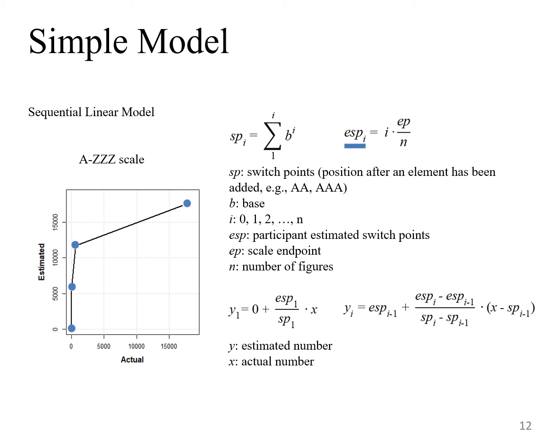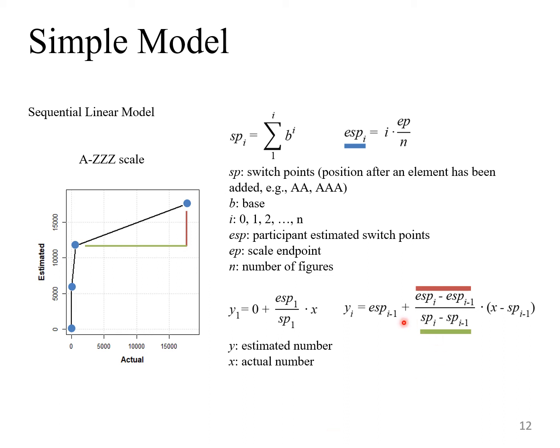To get them, the endpoint of the scale is divided by the number of figures, allocating equal space to each segment of the scale. If we are interested in the actual function specifying y, we can simply divide the height difference between these 2 estimated switch points by the length difference of the actual switch points to get the slope. This is nothing else than y equals delta y divided by delta x times x.